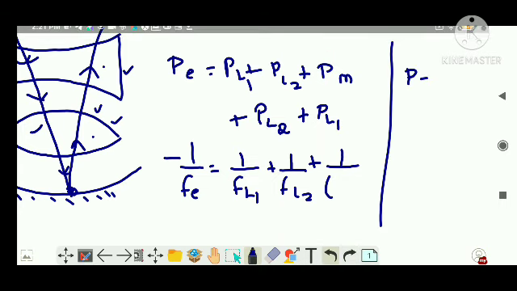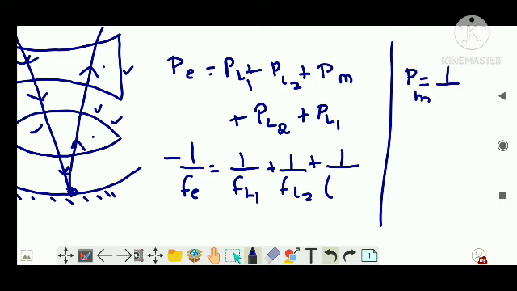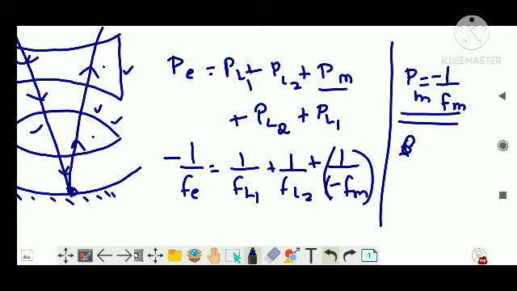We told about power of mirror is equal to 1 by Fm with a minus sign. So what will be, right? This is the substitution for power for mirror. So I'm going to substitute here. So it will become minus Fm. Clear? Right? For any concave lens or convex lens, you have to keep this in mind.